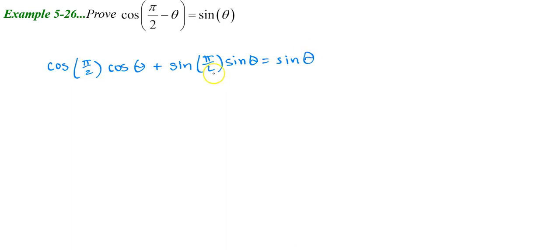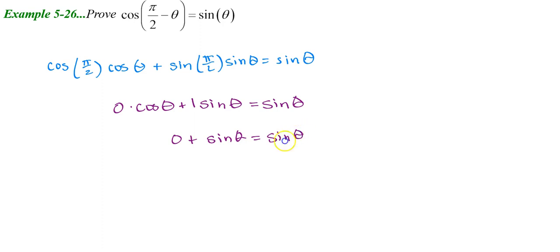Then pi over 2 is on my circle, so I can take a look at my circle. The cosine of pi over 2 is my x-coordinate, and that's going to be 0. So this is going to be 0 times the cosine of theta plus, and then my sine value at pi over 2 is 1. 1 times the sine of theta. So this is just 0 plus the sine of theta. And we got sine of theta equals the sine of theta.